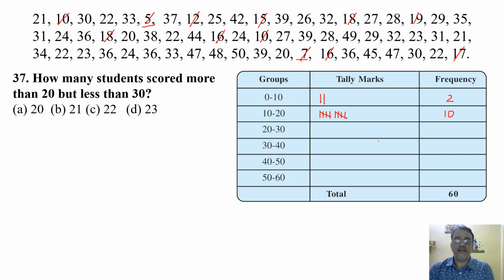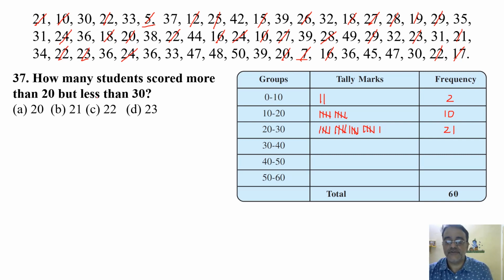20 you can include, but 30 you should not include. So let us start. 1, 2, 3, up to 20, then 21. Is anything left? Let me check again. 1, 2, 3, up to 20, 21. Right. Next, 30 to 40.